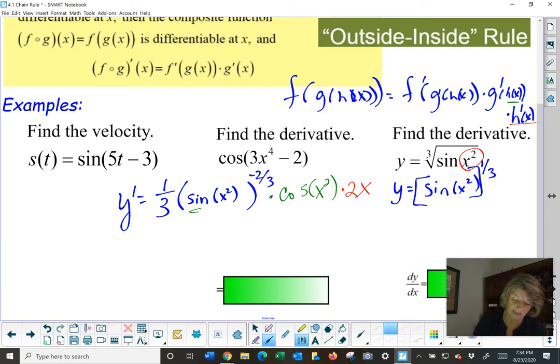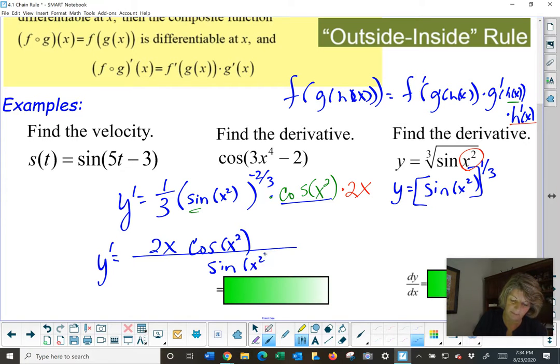Organizing this into a nice, concise, simplified answer. 2 is a numerator, 2x. This is numerator cosine of x squared. I saw that negative exponent, so that tells me it belongs on the bottom. And this needs to be raised to the 2/3 power, so I'm going to use an extra set of brackets to make it very clear that it's the sine of x squared completely getting raised to the 2/3. And then this 3 is a denominator, so it looks like that. All right.